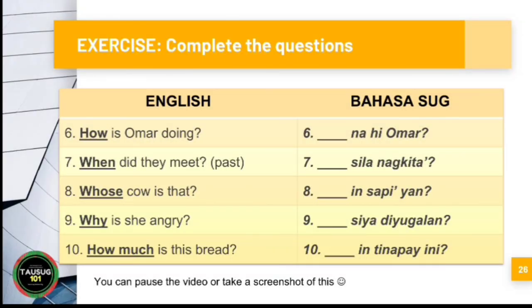Number 7, when did they meet? This is in the past tense. Number 8, whose cow is that? Number 9, why is she angry? Number 10, how much is this bread? You can pause this video and read the questions and try to answer the questions first.